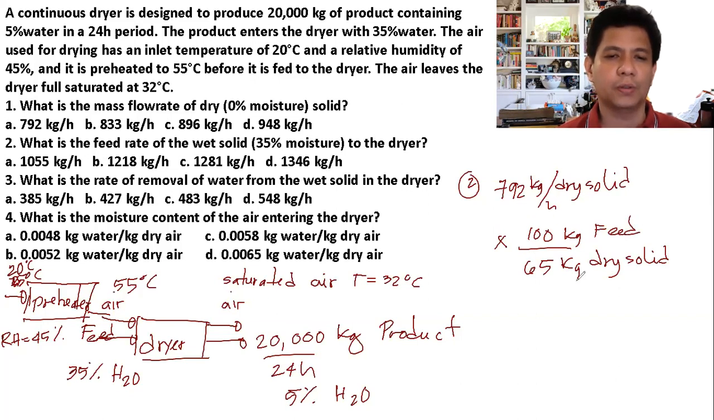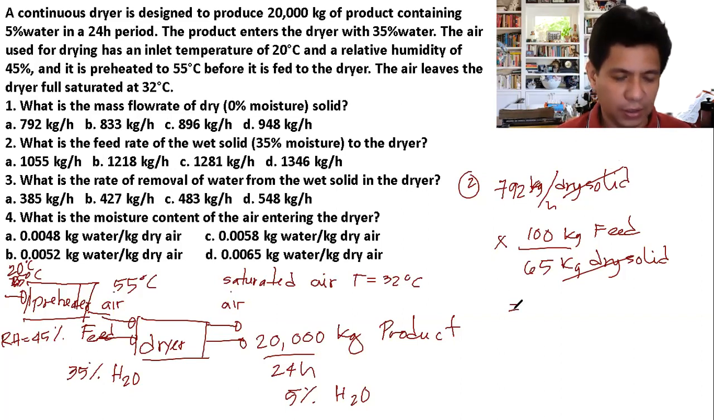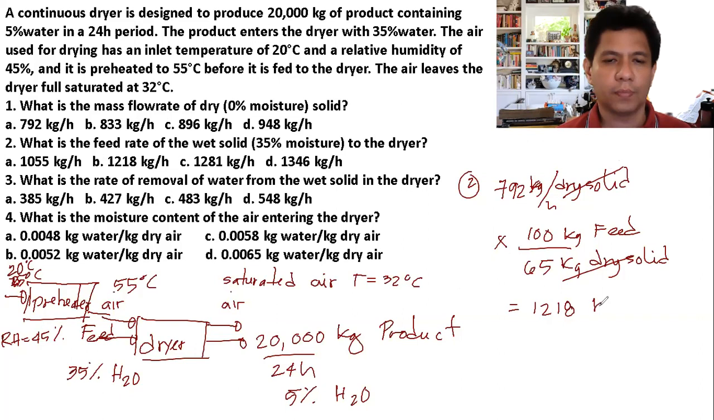Okay, so when you do this, you can see that the kilogram dry solid will cancel out. So the answer will be kilogram feed per hour. So this is 1,218. So this is letter B, ano?